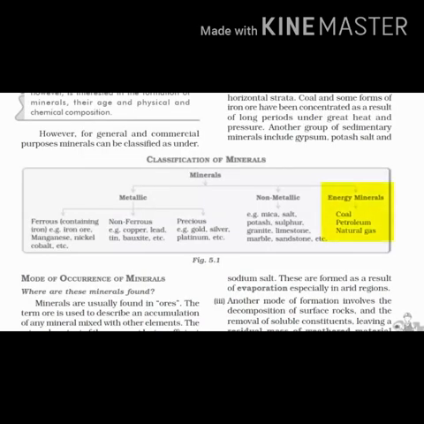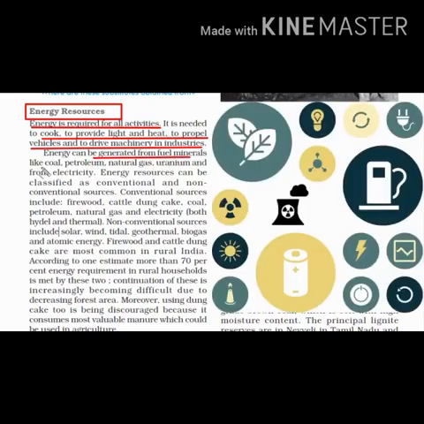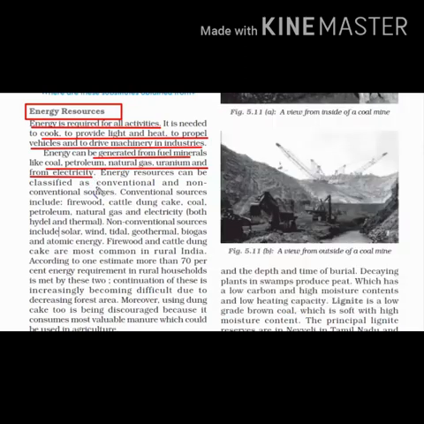Now it's time to read about the second part of this chapter, which I mentioned at the beginning if you all remember. In this part, we will cover energy resources. Energy is required for all activities: to cook, to provide light and heat, to move vehicles and drive machineries in industries. Everything needs energy. The most common method of generating energy is through fuel like coal, petroleum, natural gas, uranium, and from electricity. Energy resources can be classified as conventional and non-conventional sources.